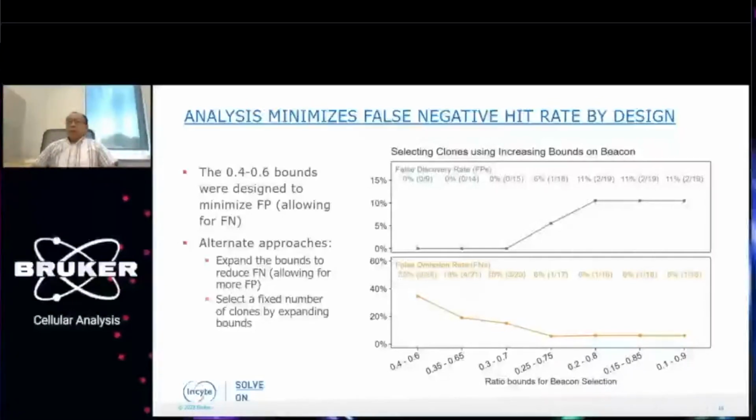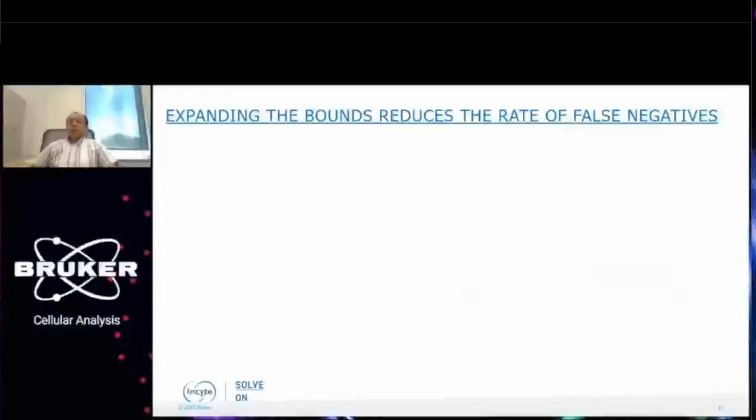When we expand the bound, we can reduce false negative rates. And when we further increase the bound, we have higher false positive rates. Therefore, we decided to use port 3 to port 7 bounds to analyze the data. We found that expanding the bound reduces the rate of false negatives.